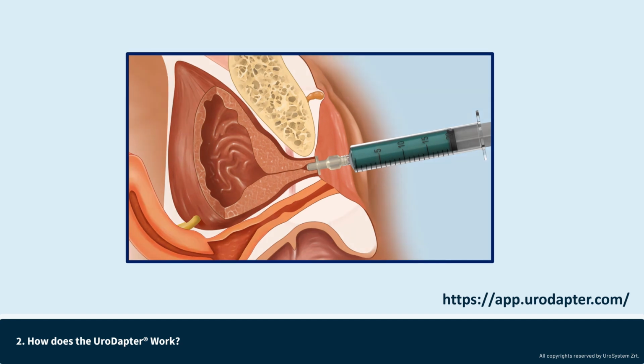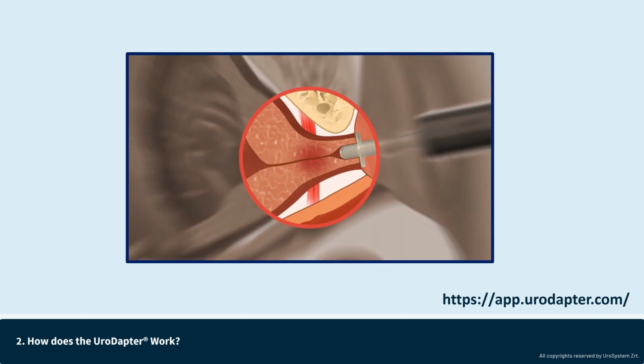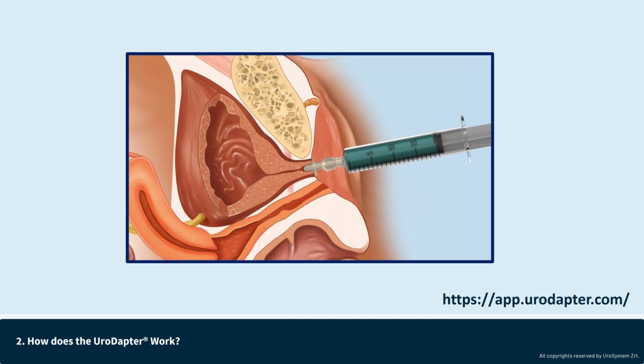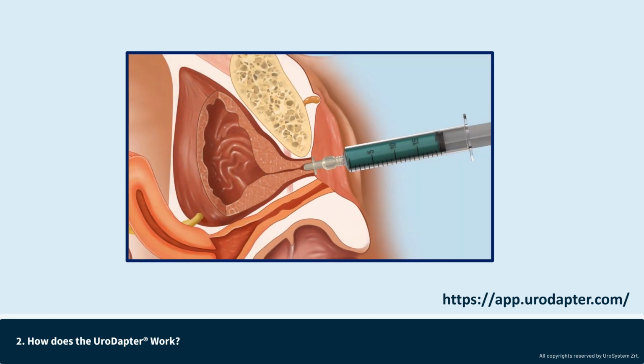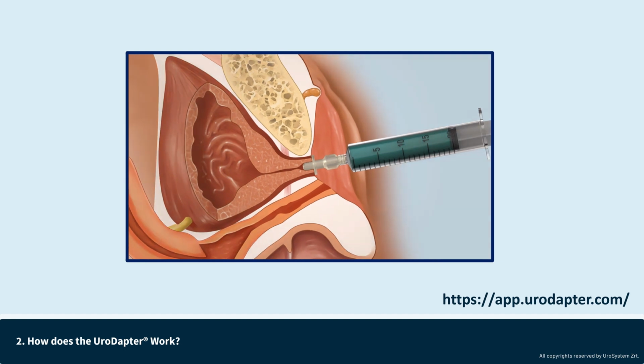It is important to ask the patient to relax her pelvic muscles. The urethral sphincter must be relaxed to let the solution easily flow into the bladder. The UroDapter must be positioned in the urethral orifice with the necessary force to provide a watertight closure of the urethra and avoid leakage.